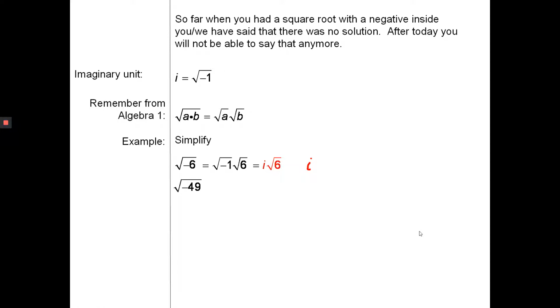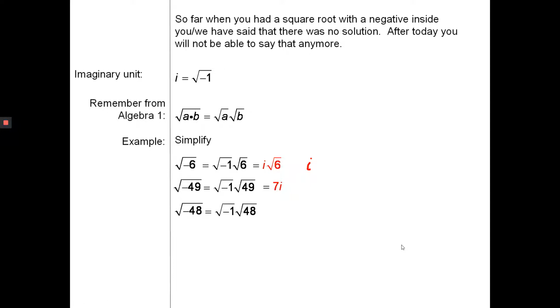Okay, let's try another one, the square root of -49. So we want to break apart that negative sign. So we would think of square root of -1 times the square root of 49. Again, the square root of -1 is i. The square root of 49 is 7. So this will be 7i.